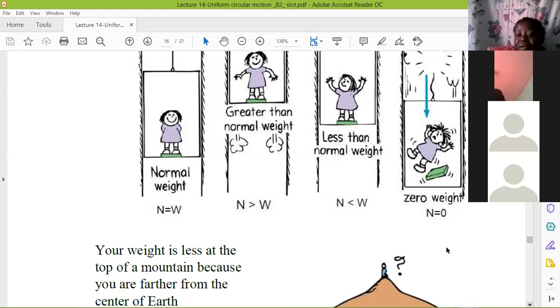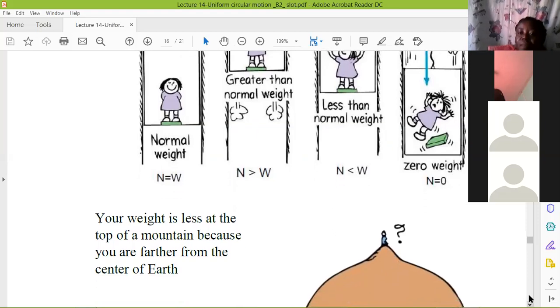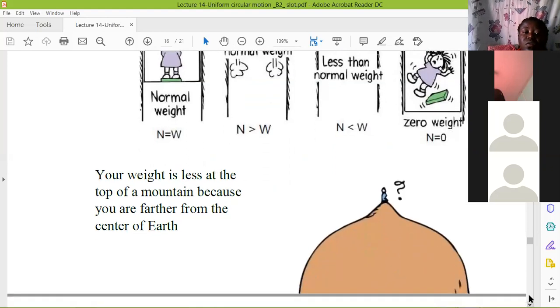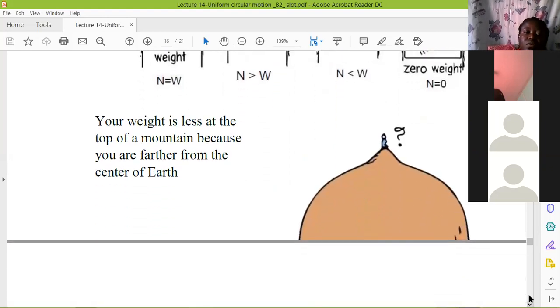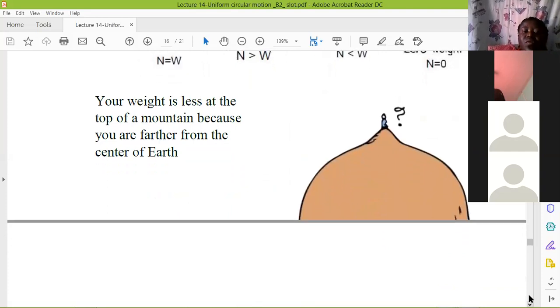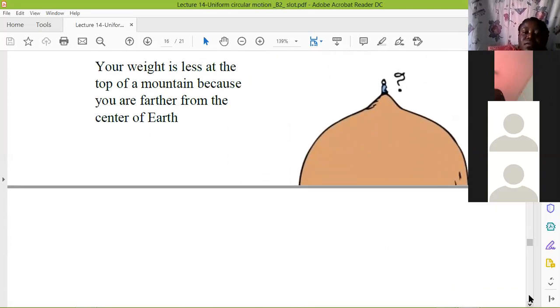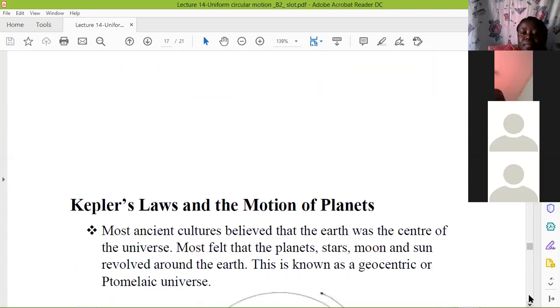We have done that, and over there, because this is weightless, you are falling. Here you don't have a weight, so the normal force is equal to 0. Your weight is less at the top, because you are further away from the center of the Earth. We have discussed that it depends on the altitude, and that's why you feel it, because of being further away.